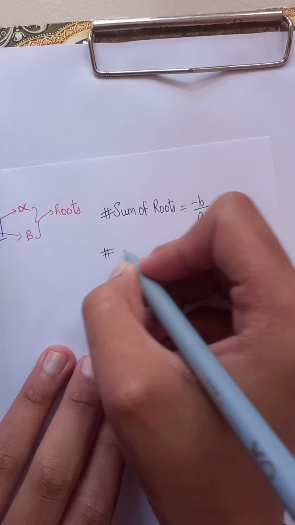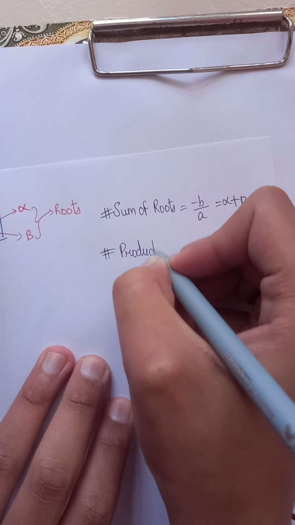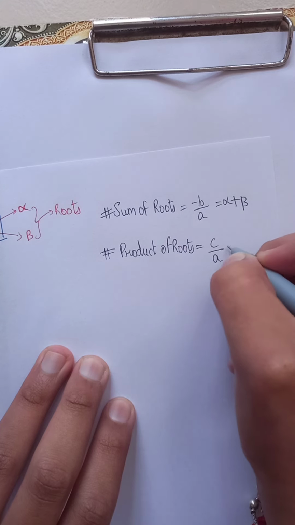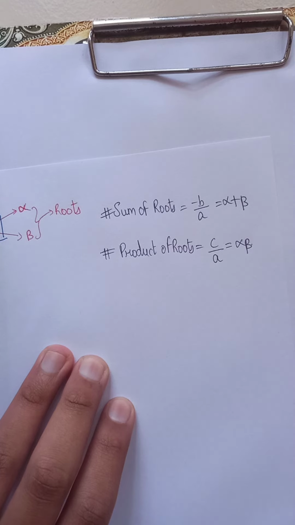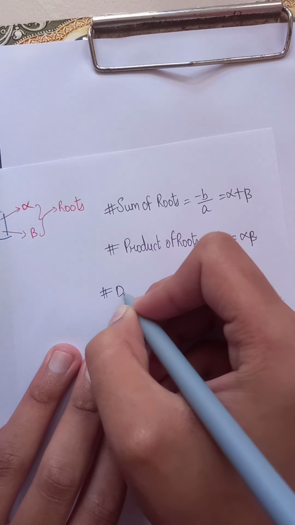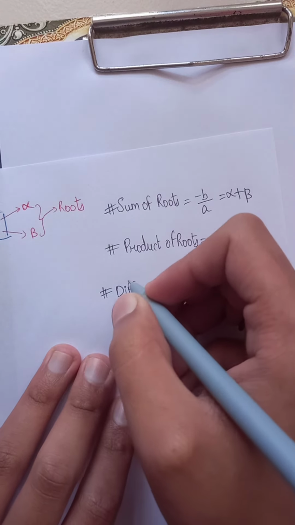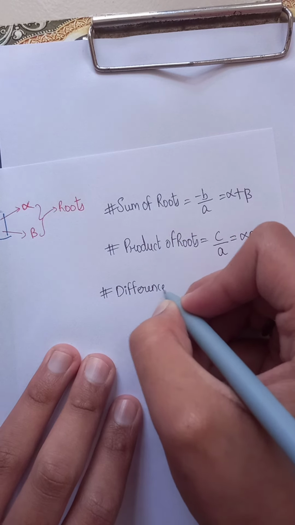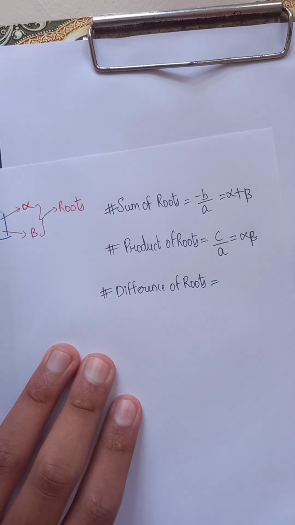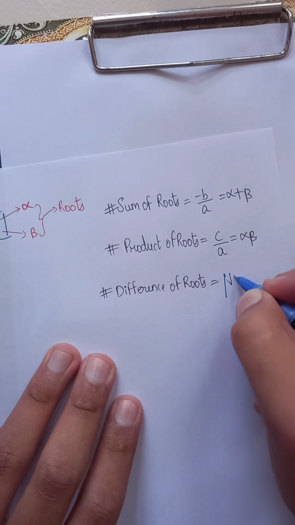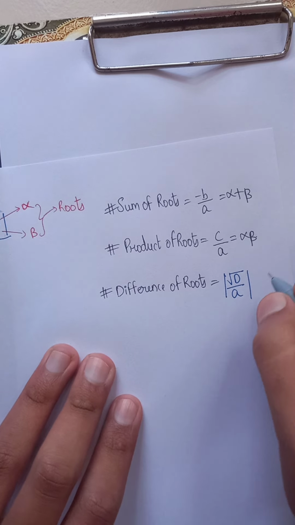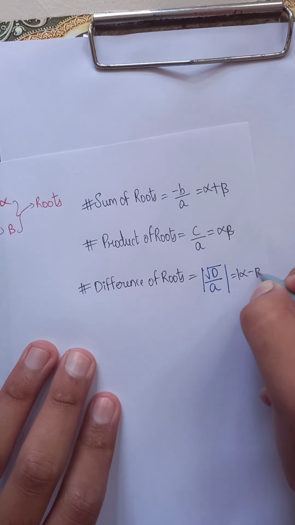Now the product of the roots, which is equal to c by a, which is equal to alpha into beta. And now the difference, you didn't study this in 10th class. So the difference of the roots, just remember this, is root d by a, which is equal to mod of alpha minus beta.